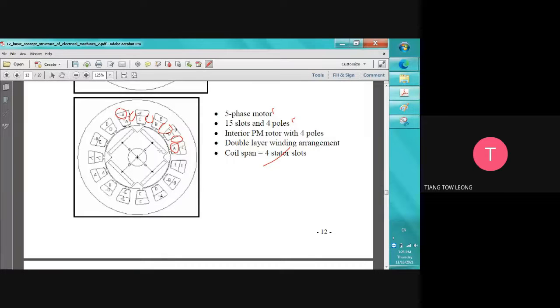And for double layer, it must slot like this. It must slot go in the top part, and then it comes out at the bottom part. It must be like this. When you come to the mini project, you will understand. I mean, you will have this type of question.